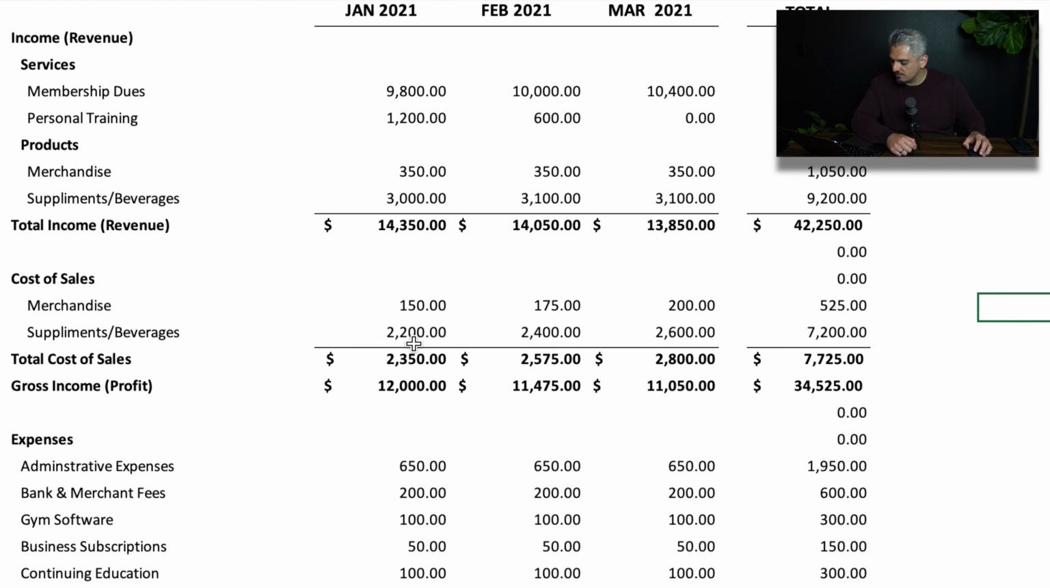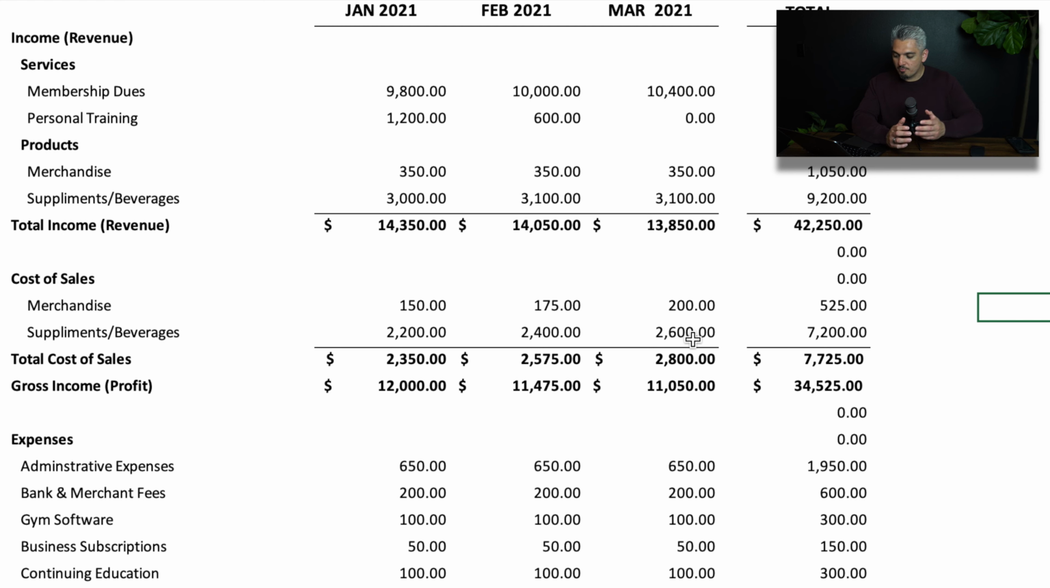Next, I'm going to look at their cost of sales. And you look at the merchandise, all right? You see the cost of sales is actually going up slightly. So the merchandise, for whatever reason, is actually going up. And you'll see here the supplement beverages is also slightly going up.